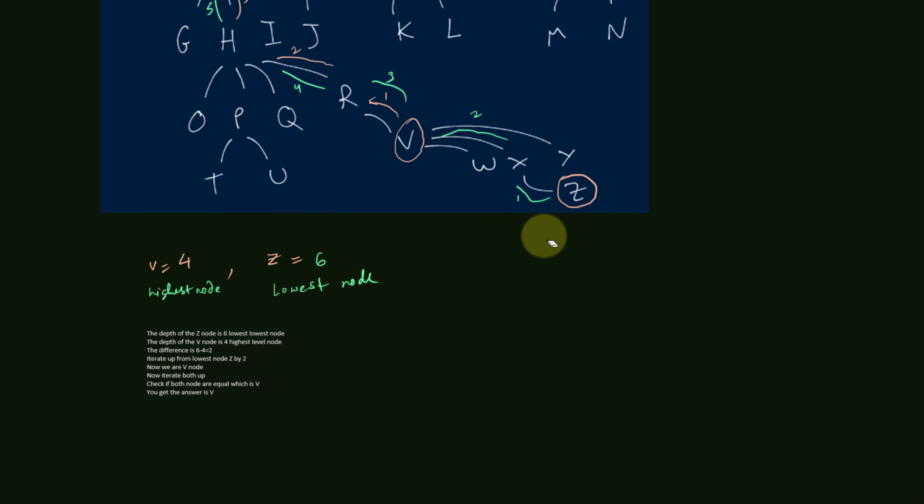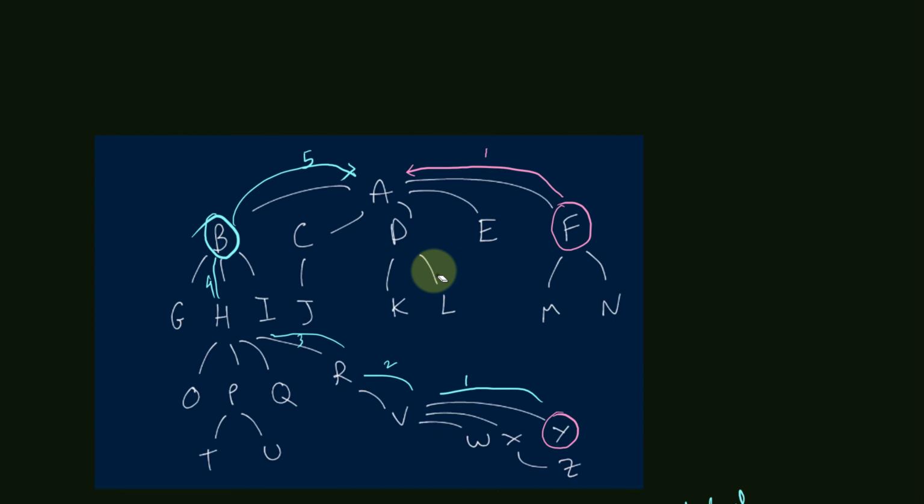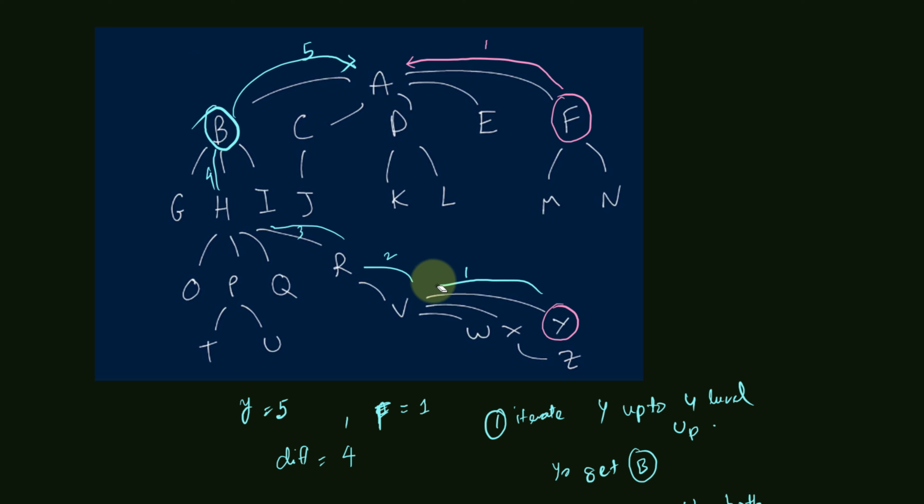So for Z and V, V itself is the common ancestor, correct, because one person itself is an ancestor of itself. So basically in this example, V is the common ancestor between Z and V. So let's take another example. Here I have to find out the common ancestor between F and Y.